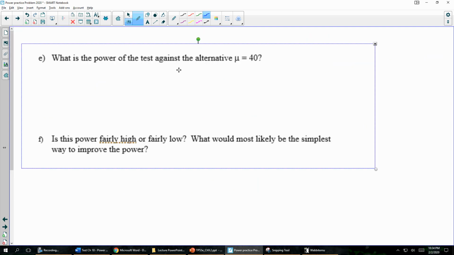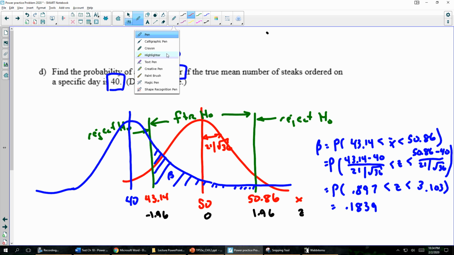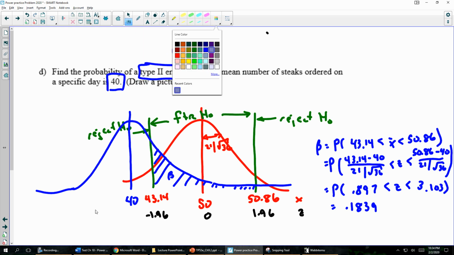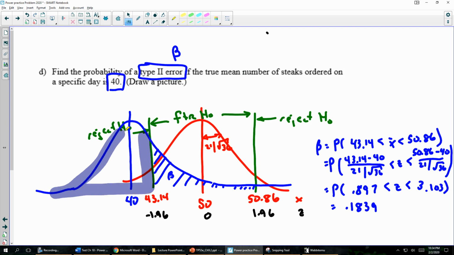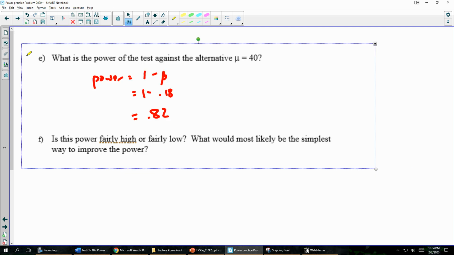So the next part says, what's the power of the test? Well, the power of the test is 1 minus beta, so it's 1 minus 18% or 82%. Back to my graph again. That's the area outside my fences. That's the area out here with a tiny little bit over here also. And this area, this purple power region, is where I reject H0 correctly because 40 is true. That's power. Power is a good thing.